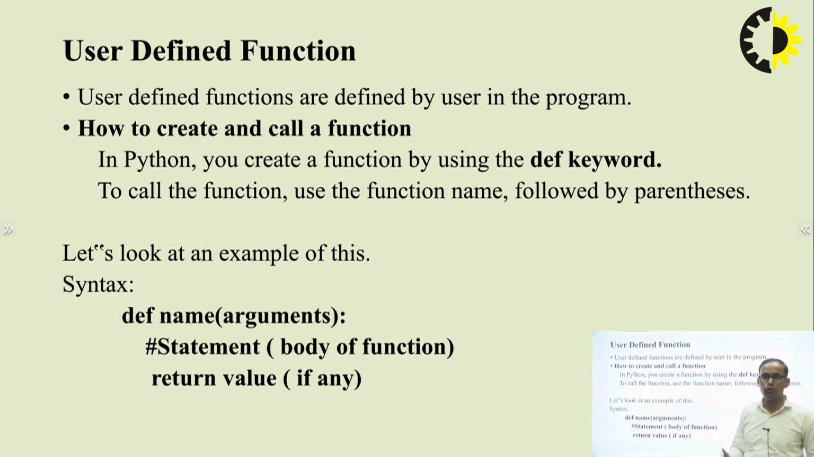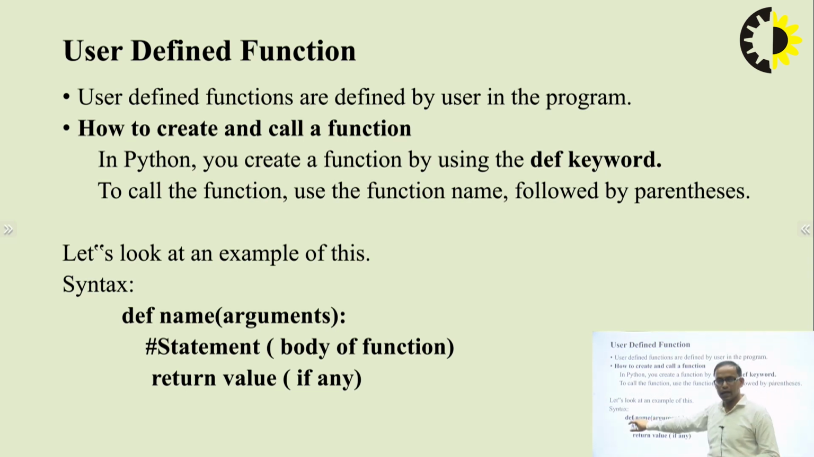Whatever the code or statements you write in this function will be written over here. After that, if the function returns any kind of value, then we will use the return keyword and the value. So this is the basic syntax to define a function in Python programming language.